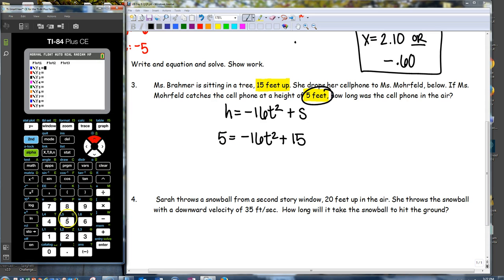Everything to the left of the equal sign, I will put in y1. Everything to the right of the equal sign, I will put in y2. I'll give you a minute to get that typed in as well. And always do a zoom 6. And we'll see that this is what our picture looks like.